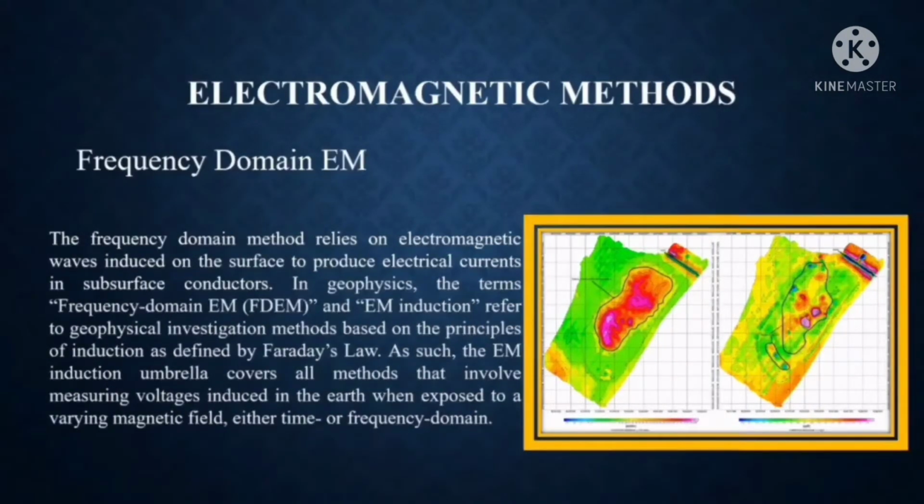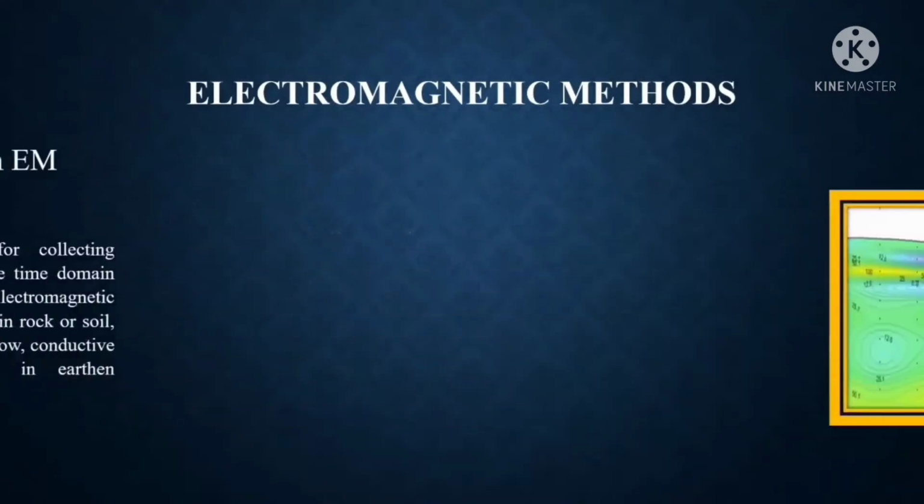Frequency domain EM. The frequency domain method relies on electromagnetic waves induced in the subsurface to produce electrical currents in subsurface conductors. In geophysics, the terms frequency domain EM, FDEM, and EM induction refer to geophysical investigation methods based on principles of induction as defined by Faraday's law. As such, EM induction covers all methods that involve measuring voltages induced in the Earth when exposed to a varying magnetic field, either time or frequency domain.